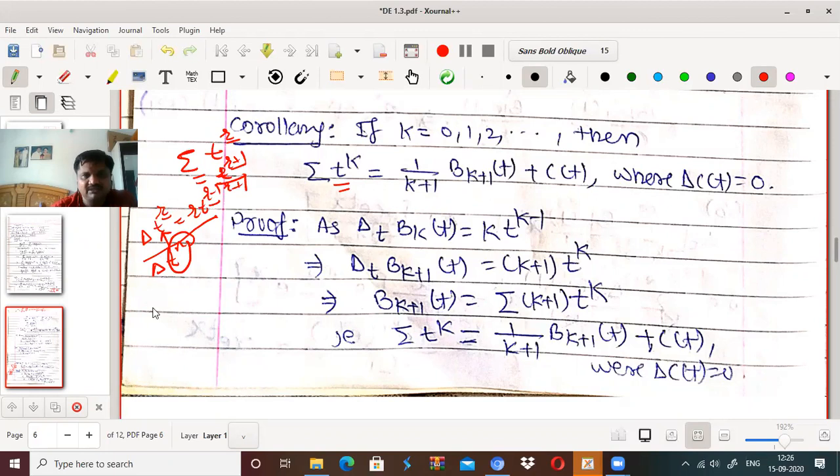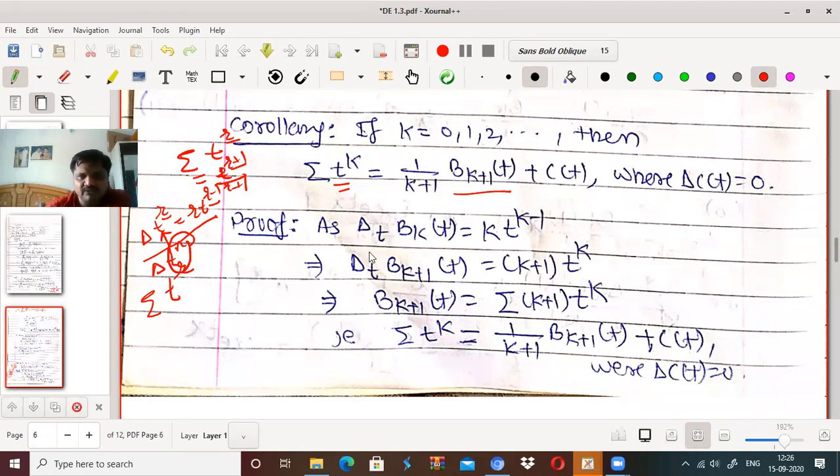Summation का भी निकालते समय we have used this formula, summation of t to the falling r equal to t to the falling r plus 1 upon r plus 1. But you have not obtained the formula for obtaining summation of t to the power r. और उसके लिए ये formula है. Summation of t to the power k equal to 1 upon k plus 1, bk plus 1 of t plus c of t, where delta ct equal to 0. That is, we can obtain summation of power of t using Bernoulli polynomial, not by using any other method.